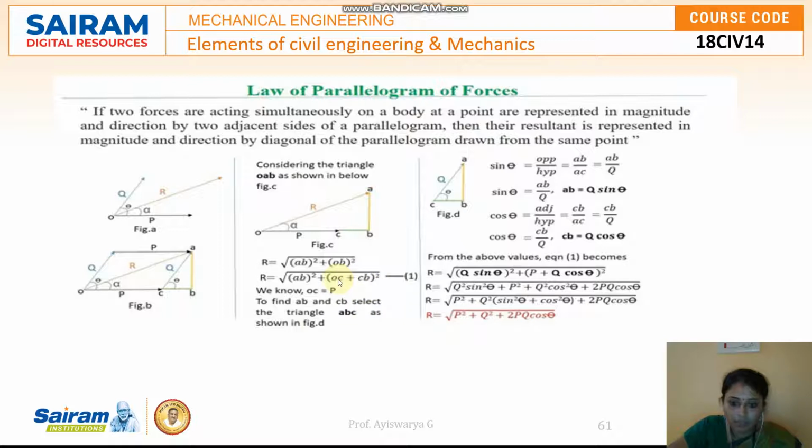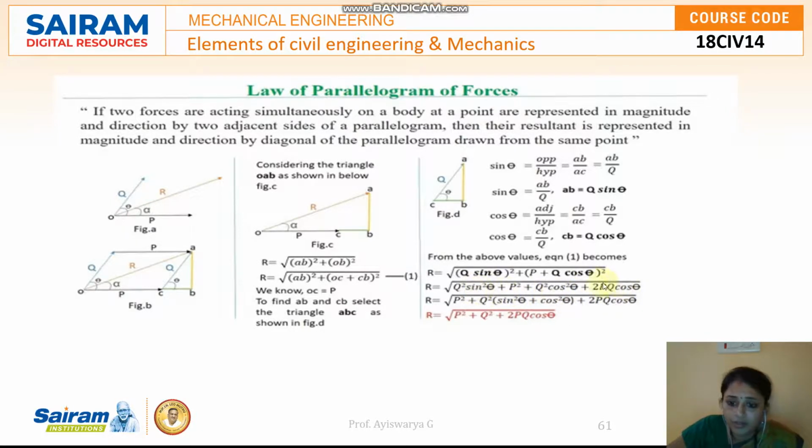OC is nothing but P, but we don't know AB square and CB square, which we found using this triangle. So AB is Q sine theta and CB is Q cos theta. Substitute it: Q sine theta the whole square plus P plus Q cos theta the whole square. So Q square sine square theta plus, in the form of (a plus b) the whole square, which is a square plus b square plus 2ab: P square plus Q square cos square theta plus 2PQ cos theta.